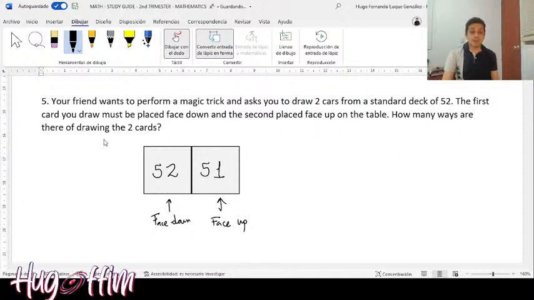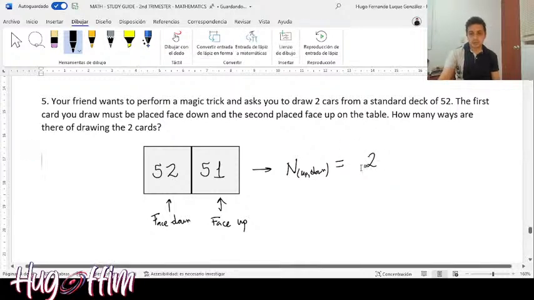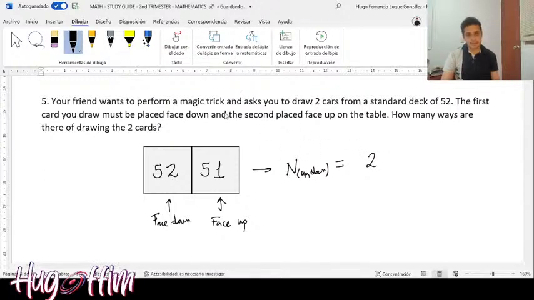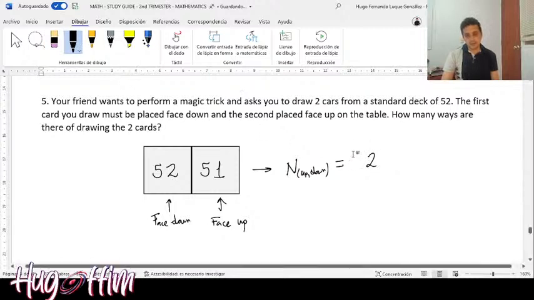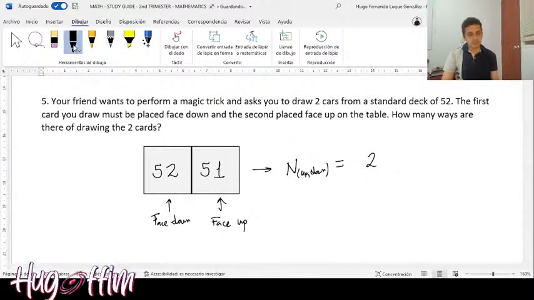And the question is, how many ways are there to draw the 2 cards? So you just need to multiply the numbers. It will be just the multiplication, 52 times 51. So I just need to multiply these 2 numbers.